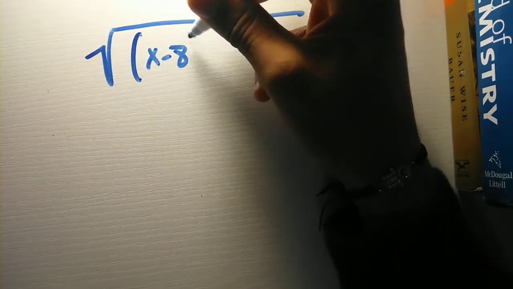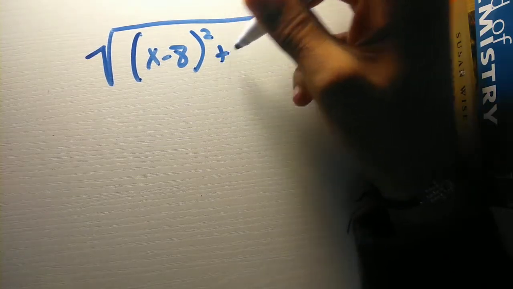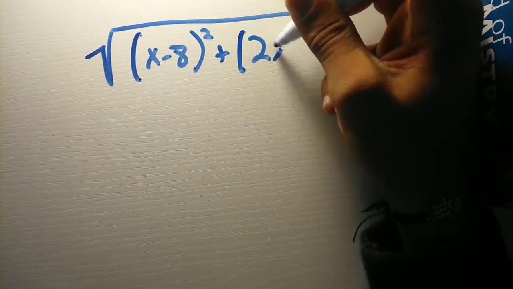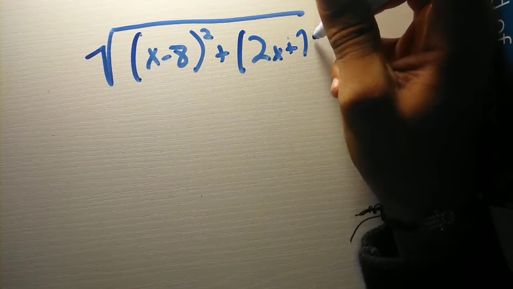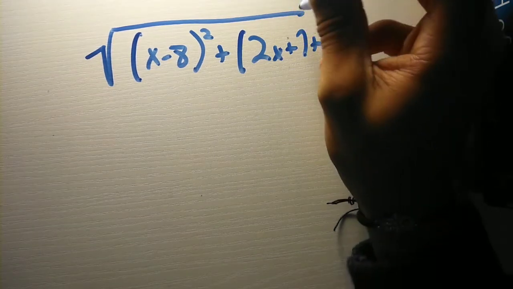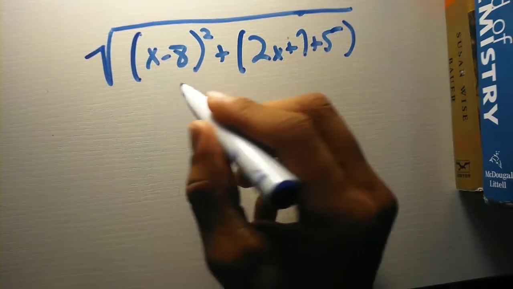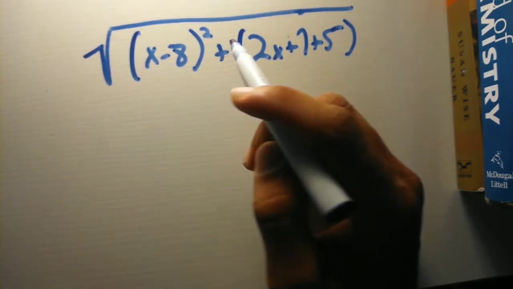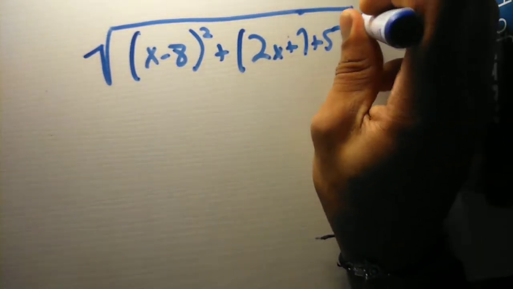Okay, if we plug them in successfully to our distance formula, we would then have (x minus 8) to the power of 2 plus (2x plus 1 plus 5) to the power of 2, because these are our y's, and the x is unknown for this.